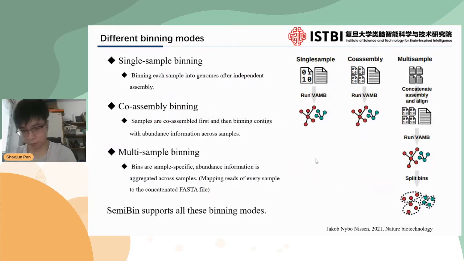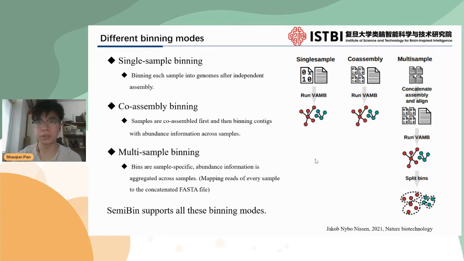In the binning methods now, there are different binning modes used in metagenomic binning. For example, single-sample binning, co-assembly binning, and multi-sample binning. Single-sample binning means binning each sample into genomes after independent assembly, and it can be run in parallel and is very fast. Co-assembly binning means that samples are co-assembled first and then contigs are binned with abundance information across samples.